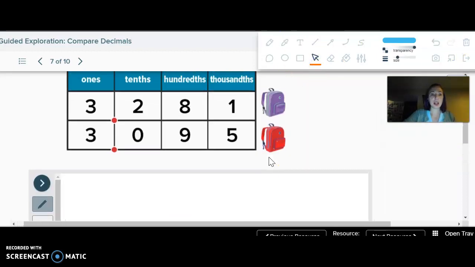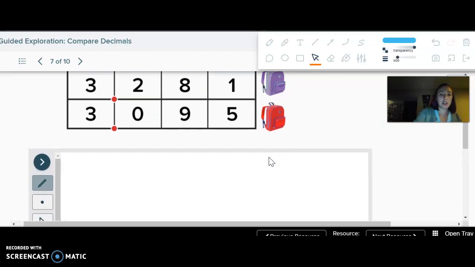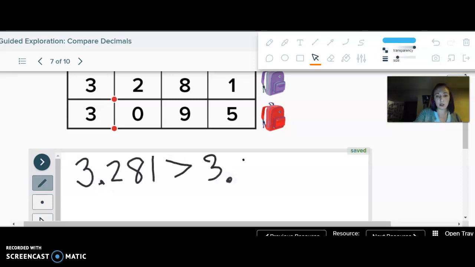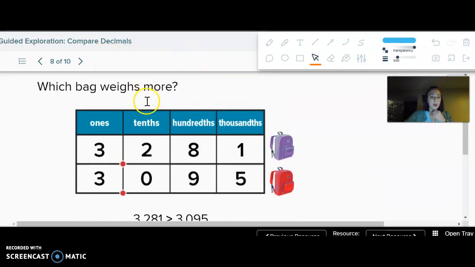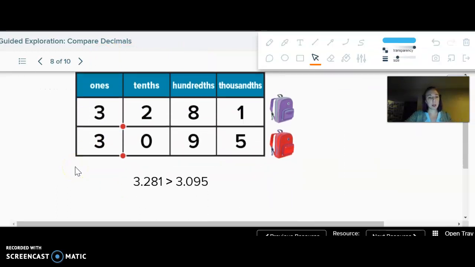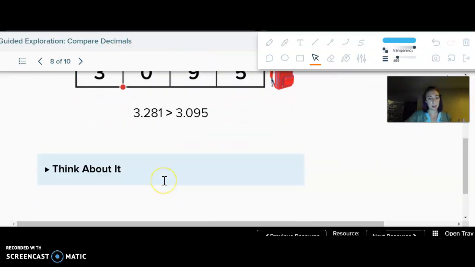So then if we would write a statement, we could say 3 and 281 thousandths is greater than 3 and 95 thousandths. So go ahead and write that on your paper just to practice writing out a full comparison statement, as we may call it. So again, which bag weighs more? The purple one, because it is a bigger number.